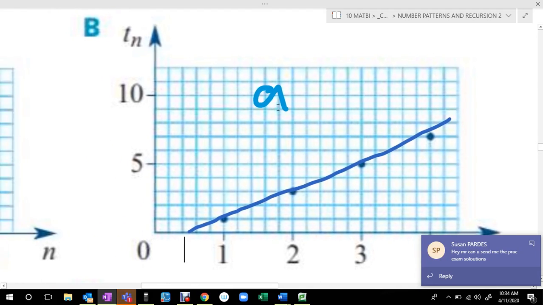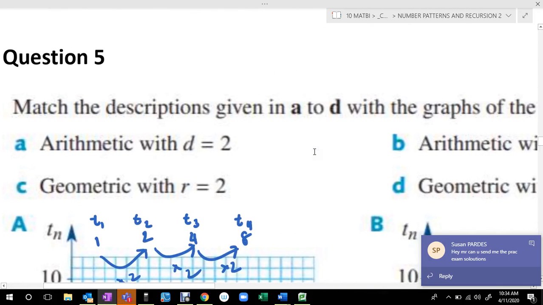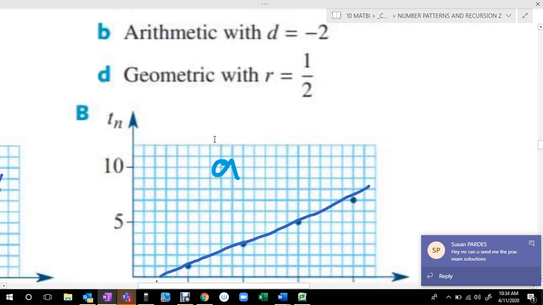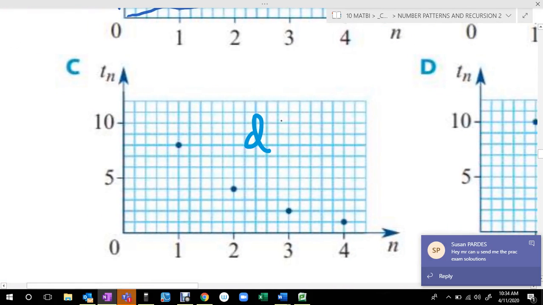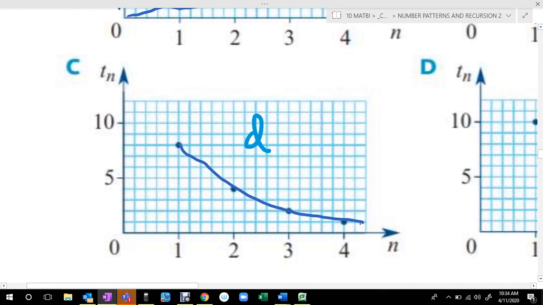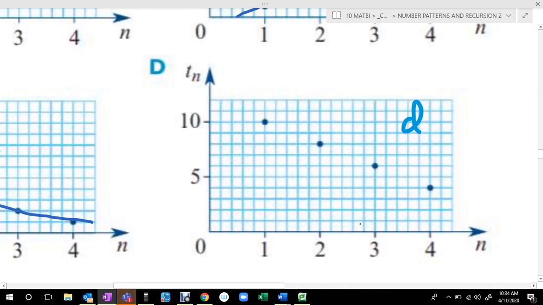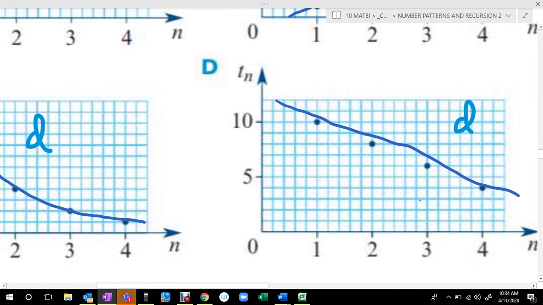So here for part B, it matches with A, where it's an arithmetic sequence with a common difference of 2. So it adds 2 each time. For C, it's a geometric. You can tell it's geometric because it's going down in a curve. With that said, Daniel, if you have a look at D, is this going to be an arithmetic or a geometric sequence? Good, because it's a straight line. So arithmetic lines are straight, geometric lines are curvy.